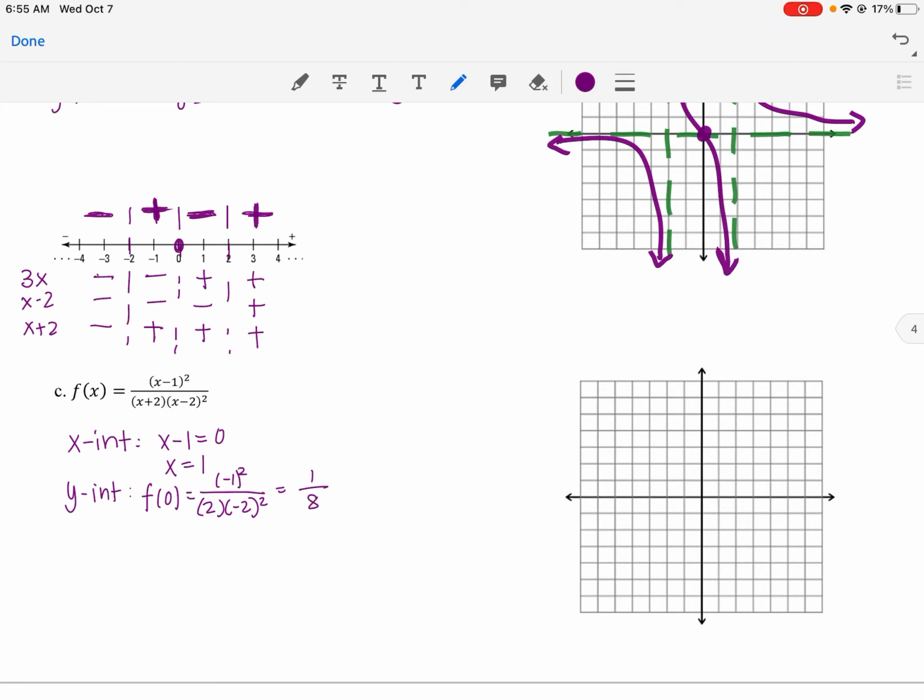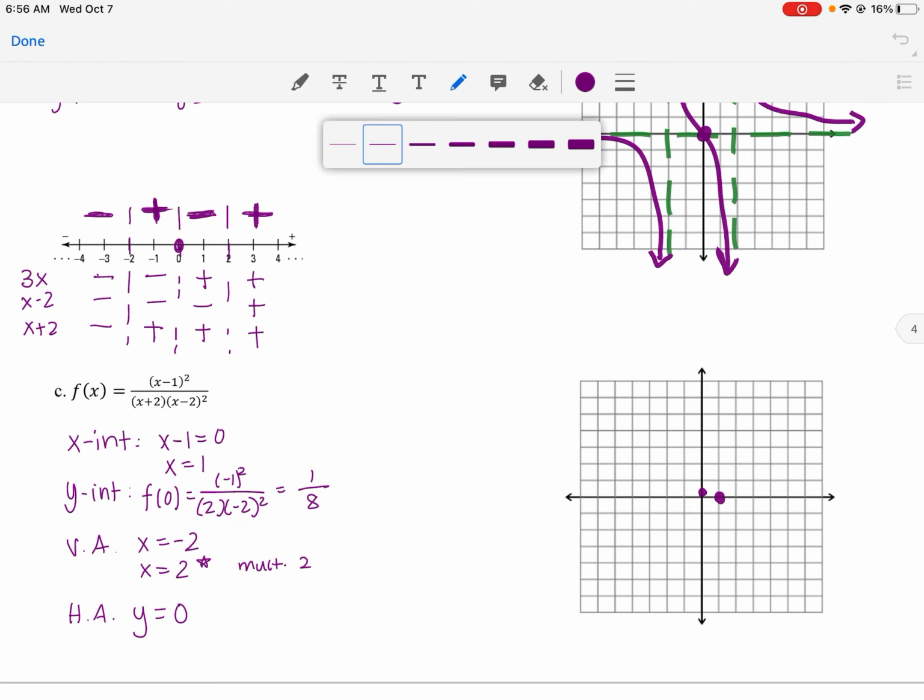Okay. Our vertical asymptotes, we're setting the bottom equal to 0. So x equals -2 and x equals positive 2. I'm going to put a little star here because this one does have a multiplicity of 2, and there's going to be something we notice in the graph as a result of that. Okay, our horizontal asymptote: the degree on the top is 2, the degree on the bottom is 3, so y equals 0. Okay, an x-intercept at 1, a y-intercept at 1/8.